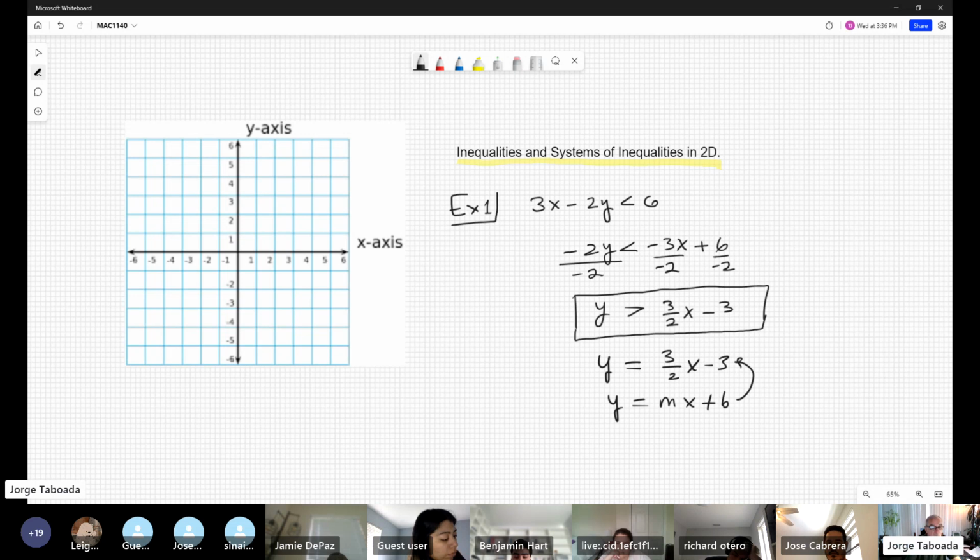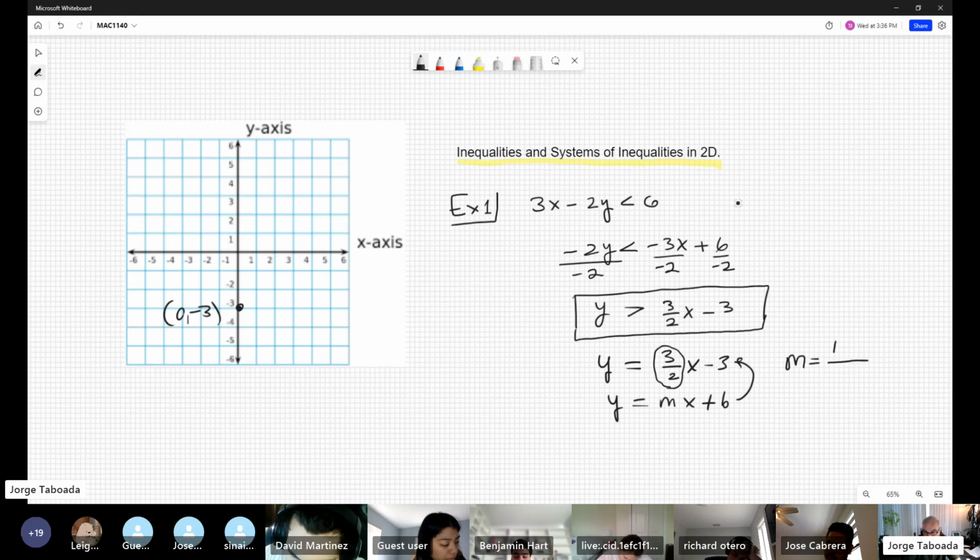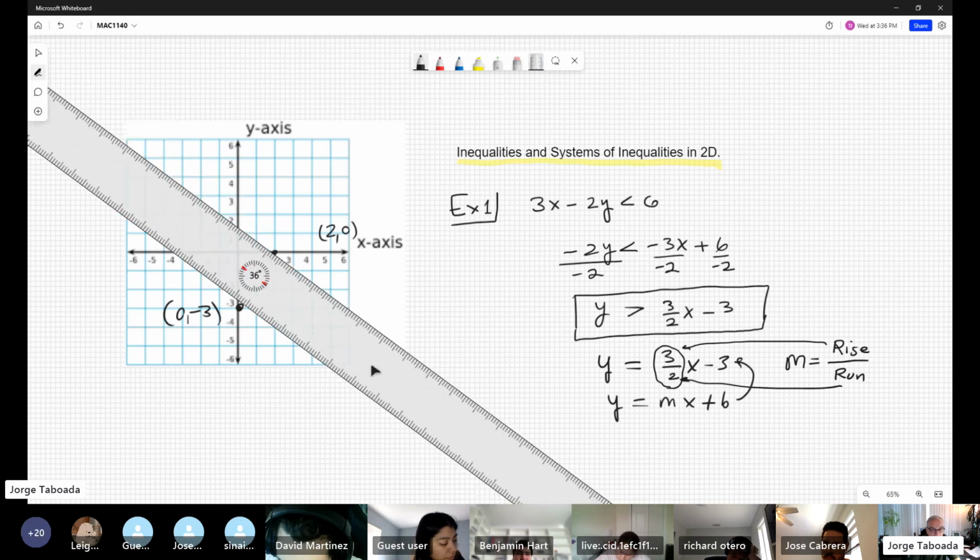I plot that. This point would be (0, -3). And from this point, you move according to the slope. Slope is 3/2. Slope is always the ratio between two numbers, rise and run. As I see clearly, the rise is +3 and the run is +2. So from this point I'm moving up 3 and 2 to the right. And you plot the second point, which is (2, 0). And you are ready now to connect this point with a straight line.